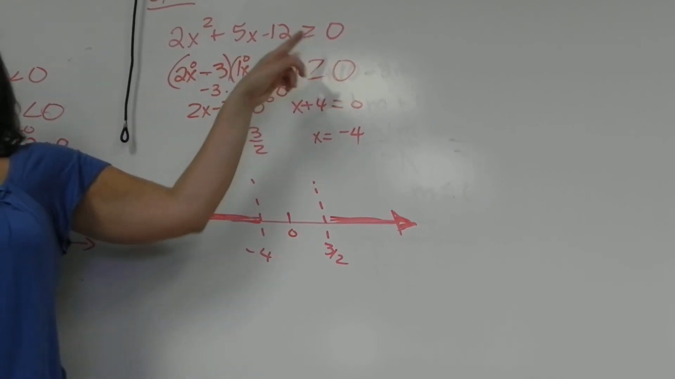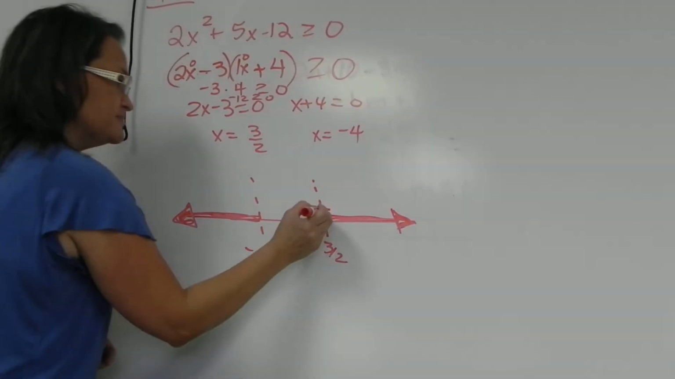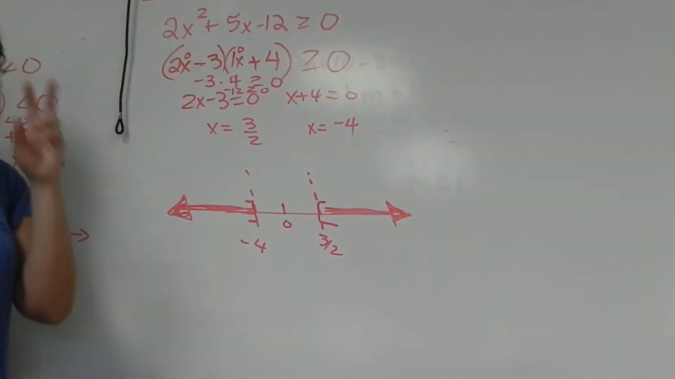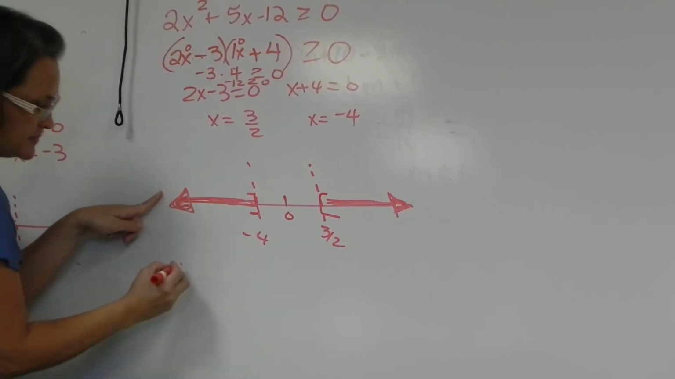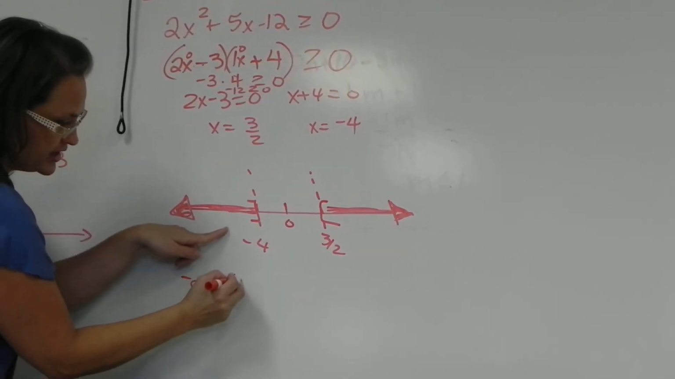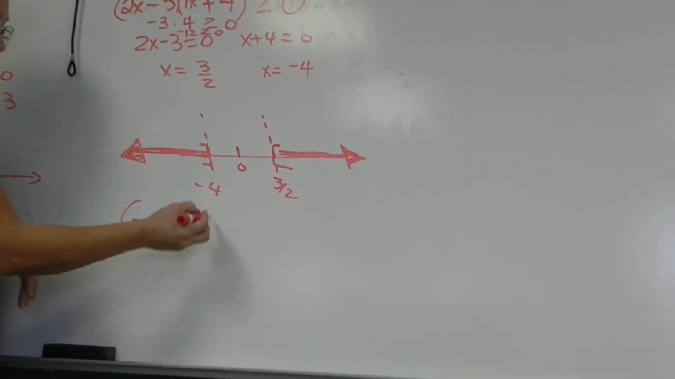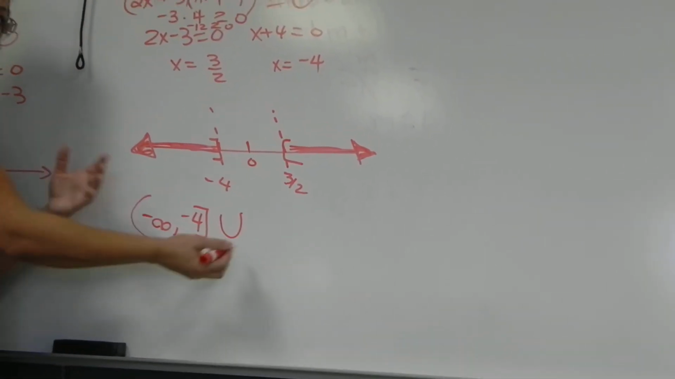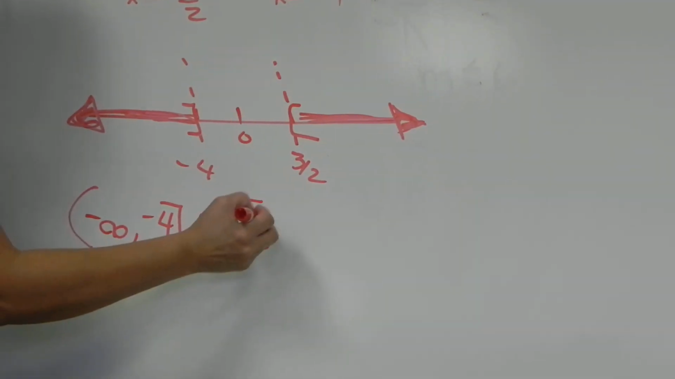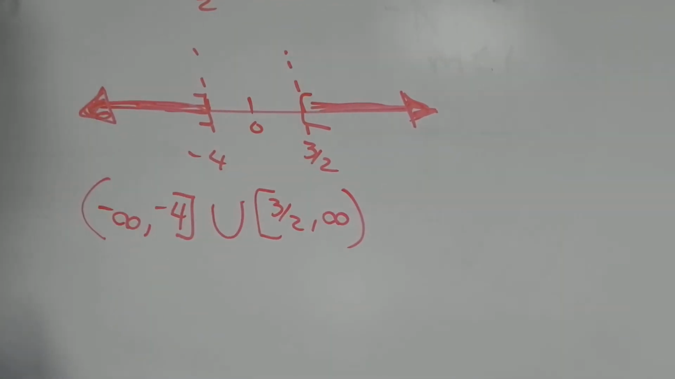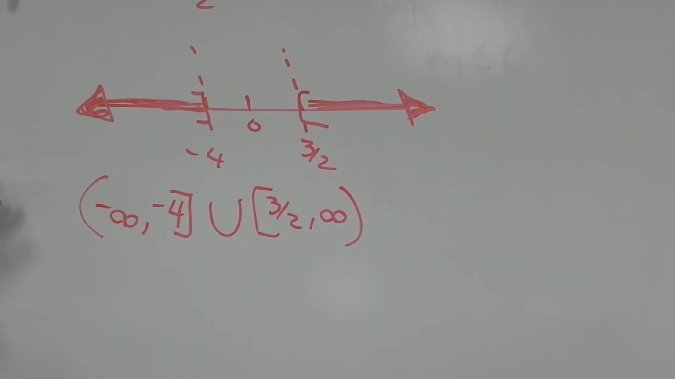This time I have a line under it, so I will use brackets. So my solution is 2 different pieces. It's this piece, -infinity to -4, bracket, parentheses. Now since there's 2 parts, we'll use a U for union that adds these 2 answers. 3/2 to positive infinity. Okay, any questions on that?